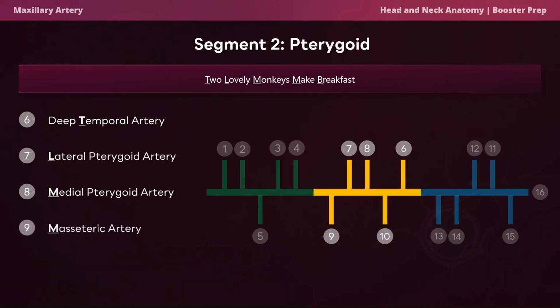The masseteric artery supplies the masseter muscle, which is the muscle of mastication, as well as accessory vasculature to the TMJ. And finally, the buccal artery supplies the buccinator muscle, the mucosa of the cheek, and the skin of the cheek. And for this mnemonic, we got another good one. It's two lovely monkeys make breakfast.